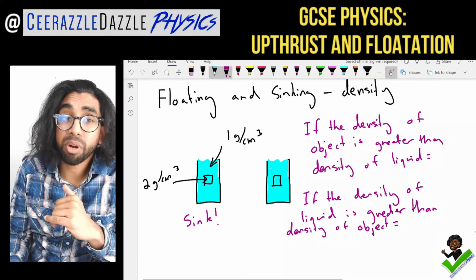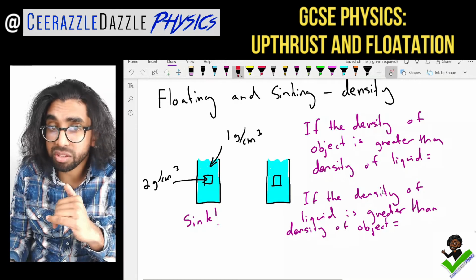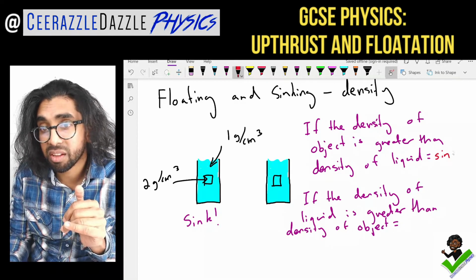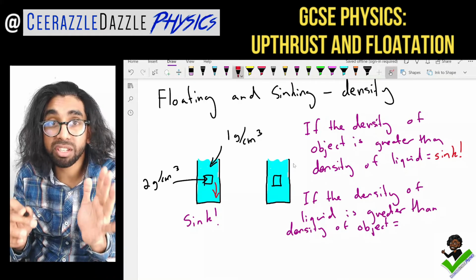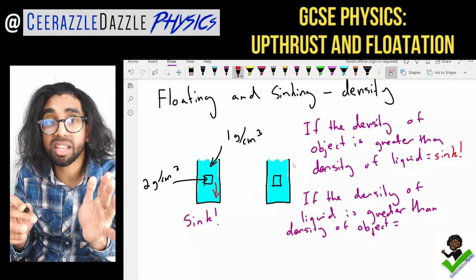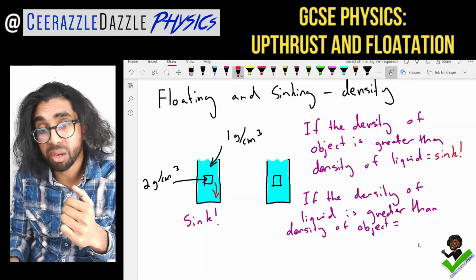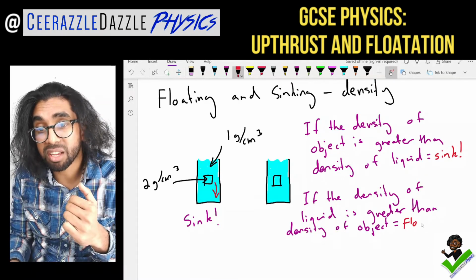Okay? And what about the next statement? Let's put it down there. So density of the object is greater than the density of the liquid, it will sink. And the next one's going to be if the density of the liquid is greater than the density of the object, therefore it will float. So in this one, it will float.